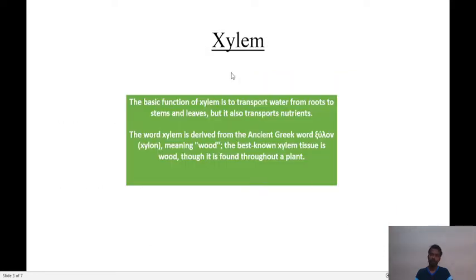So number one, xylem. The basic function of xylem is to transport water from roots to stems and leaves. But it also transports various nutrients along with the water. It does not only transfer water but also various different nutrients. So where does the word xylem come from? The word xylem is derived from the ancient Greek word xylon. The meaning of xylon in Greek is wood, and we all know that the best example of xylem tissue is wood in a plant. It is found throughout a plant and performs its functions.